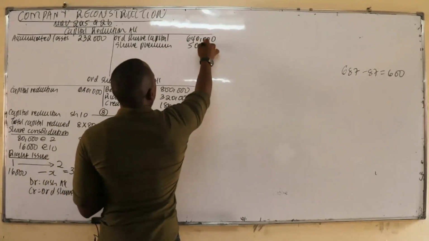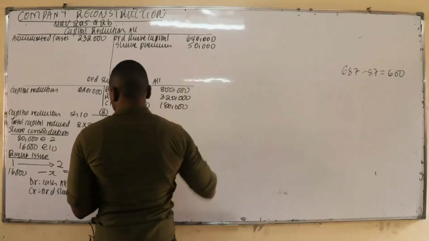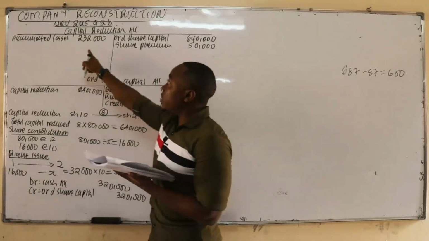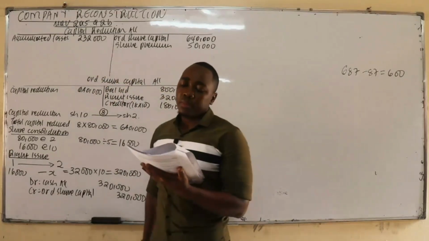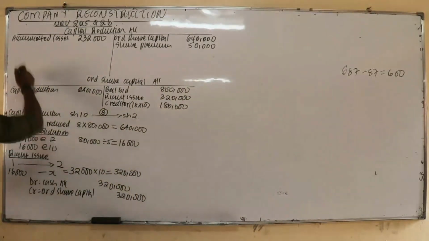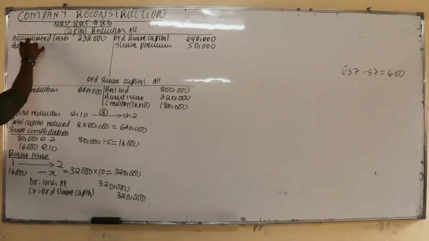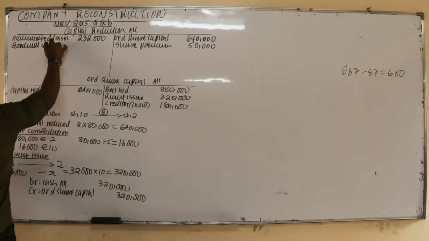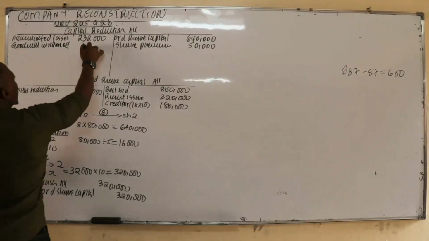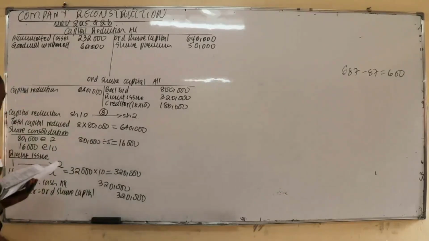It was 50. It's to be written off. What else? Also accumulated losses. To write off the accumulated losses, you debit, as well as what? Goodwill. That means the goodwill was considered valueless. It's to be written off. So goodwill written off. How much is the value of the goodwill? It was 16,000. Good.